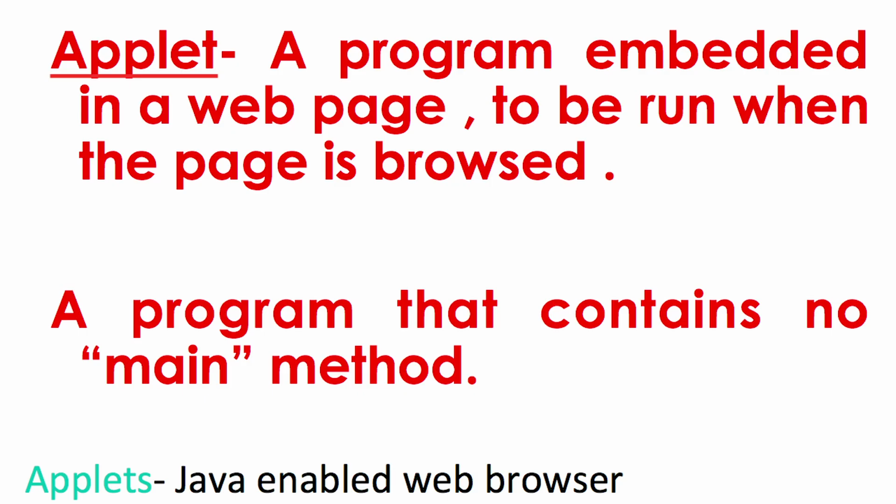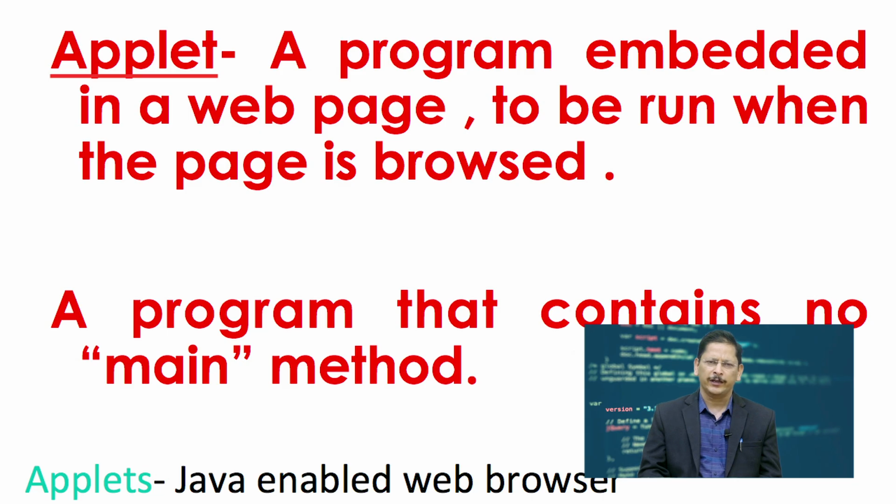Now, the second category, that is applet. An applet is a program embedded in a web page to be run when the page is browsed. So, this type of program will execute on the browser. It requires a browser to execute. However, in the previous one, the application program, we can execute on the command line or some specific editor, but the applet always executes on a browser. It is a program that contains no main method. So, it means this applet program never requires any main method.